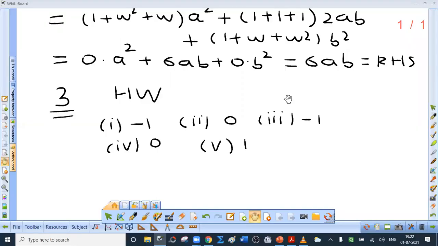So we get 6ab, which is nothing but right hand side. Now, third question, if omega is the complex cube root of unity, then find the values of. This question is for homework. These are the answers.